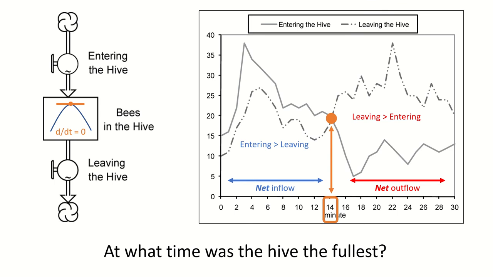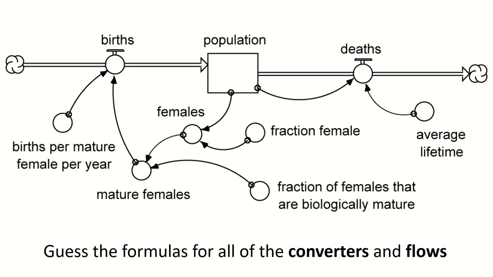So at this point, you only have bees entering the hive. At this point, you only have bees exiting the hive. Because they've only been entering, it's been the dominant process, so it's the fullest at this point here. And that is equivalent to, back in calculus, finding where the derivative is equal to zero. So that's a higher order question that might be useful to look at.